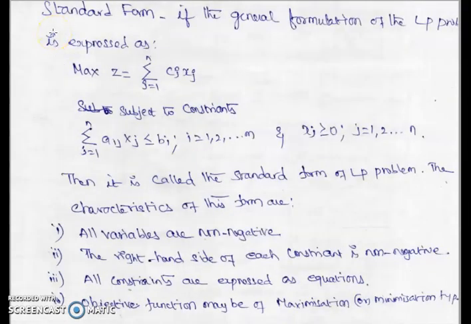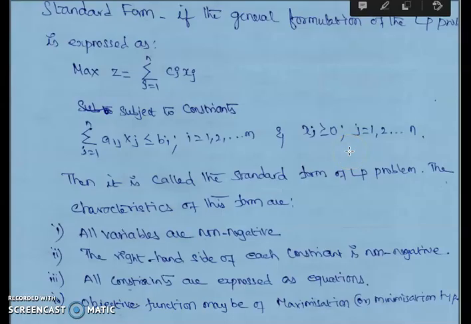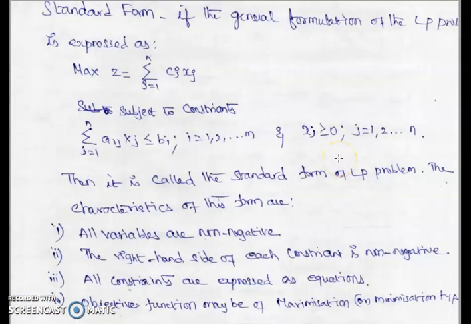In LPP, there is a standard form. If a general formulation of an LPP is expressed as maximize z equal to the sum over j equal to 1 to n of cj xj, subject to the constraints sum over j equal to 1 to n of aij xj less than or equal to bi, where i equal to 1 to m, and xj greater than or equal to 0, j equal to 1 to n, then it is called the standard form of the LPP.